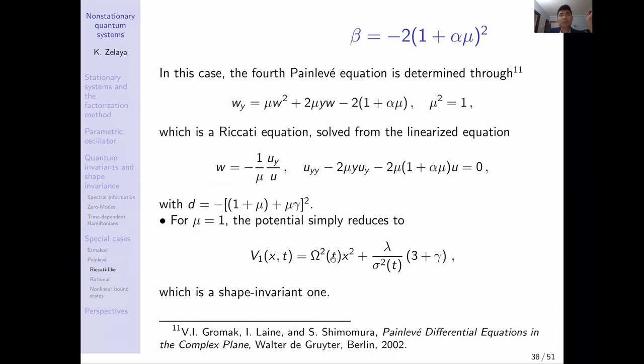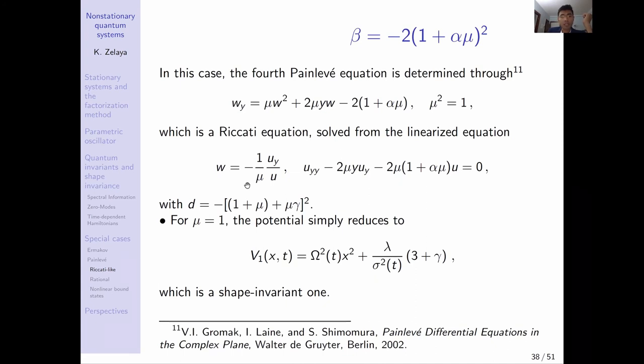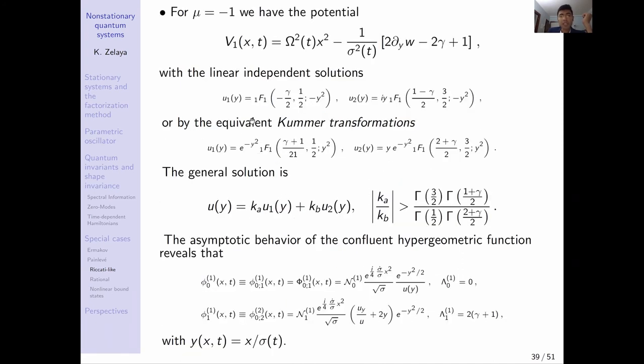On the other hand, for mu equal to minus one, we get a more complex potential. That new potential is just given by the parametric oscillator part plus this, which is given by the solutions of the Painlevé equation. And omega can be constructed, as you remember, by this logarithmic derivative. And the general solution u is given by this linear combination, where U1 and U2 are just these two hypergeometric functions here.